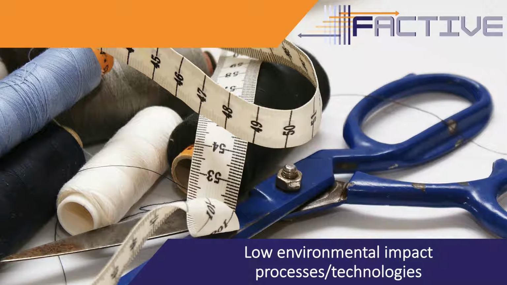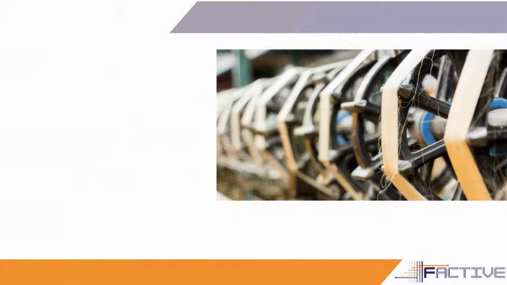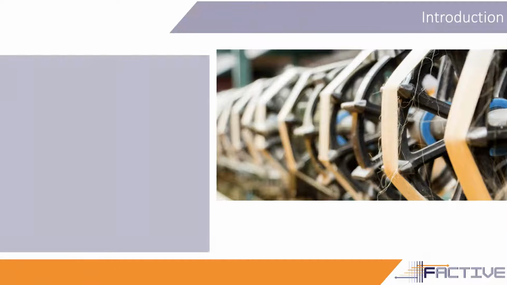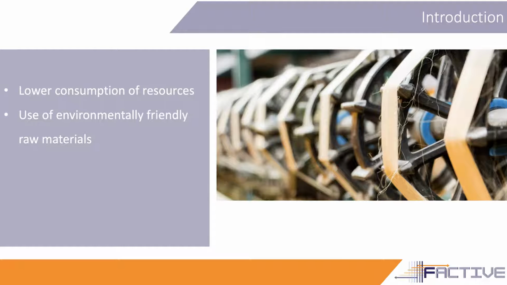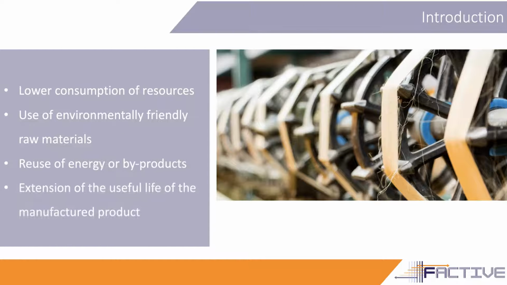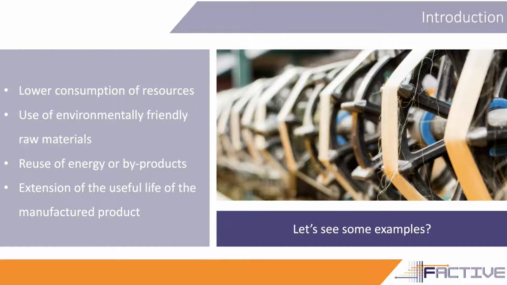Low environmental impact processes, technologies. A process can be sustainable because it takes into account different considerations: lower consumption of resources, use of environmentally friendly raw materials, reuse of energy or byproducts, extension of the useful life of the manufactured product. This lesson aims to give some examples of sustainable processes of each step of the value chain.